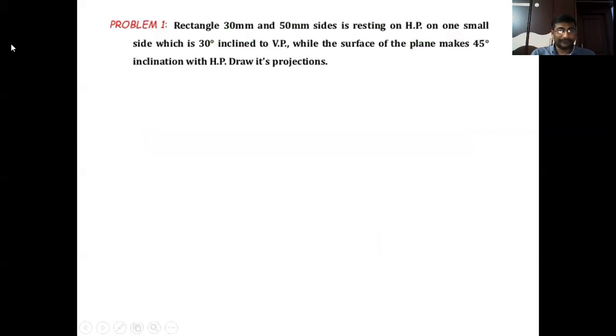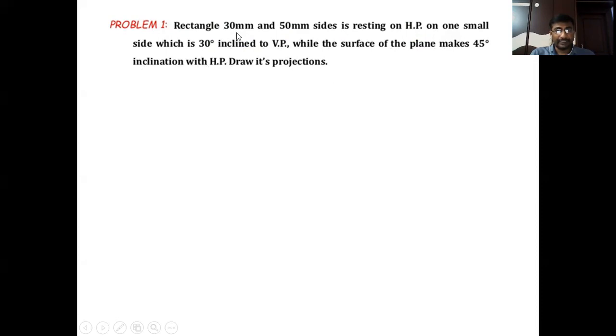First problem. This is problem number 1. A rectangle of 30 mm and 50 mm sides is resting on HP on one small side which is 30 degrees inclined to VP. The edge or side inclination is 30 degrees given in the problem, while the surface of the plane makes an angle of 45 degrees inclination with HP. The surface inclination is 45 degrees with HP.